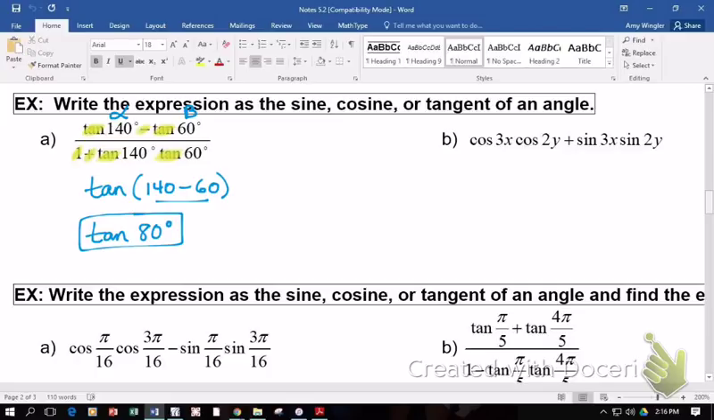When you look at the way this is set up, it's cosine times cosine plus sine times sine. So if you look at your formulas, cosine times cosine plus sine times sine is the subtraction formula for cosine. Your alpha is going to be 3x, your beta is going to be 2y, and it's going to simplify to the cosine of alpha minus beta, because it's the difference formula for cosine. Since 3x and 2y are not like terms, you're done.